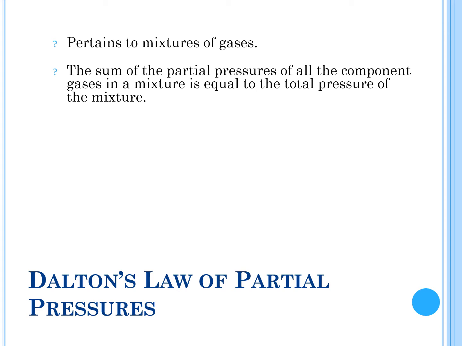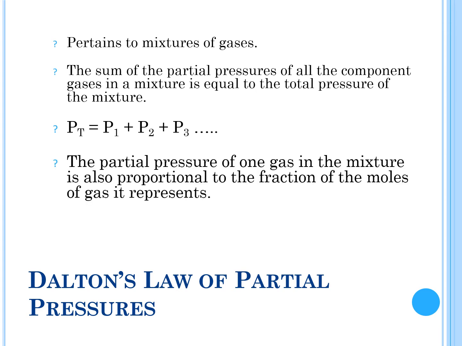So he stated that the sum of the partial pressure of all the component gases in a mixture is equal to the total pressure of the mixture. So P total equals the individual sums of the mixture of gases. So the sum of the parts equals the whole. And then we can also think of this in terms of a fraction or a percentage. The partial pressure of one gas in the mixture is also proportional to the fraction of the moles of a gas it represents. So we can look at this as the total is 100%, and what fraction of that 100% is which gas.